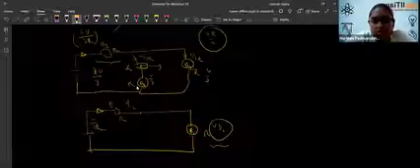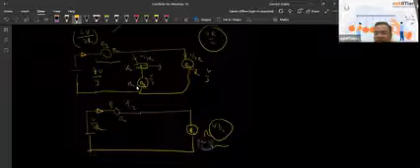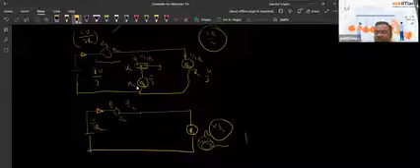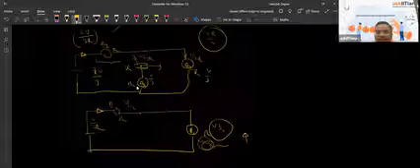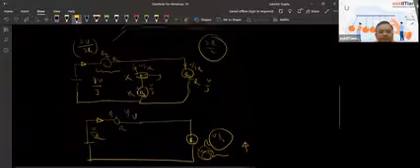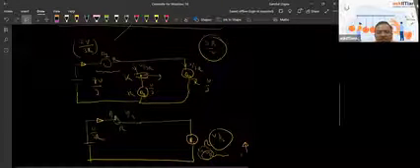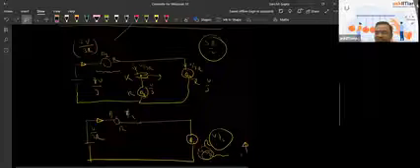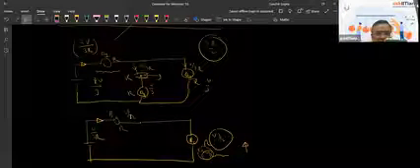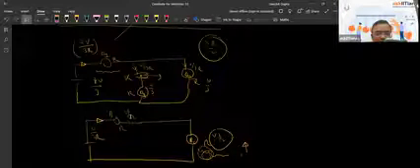Okay, so B2 brightness will become more, and B1 brightness will decrease because here the voltage is now V by 2. Got it? Yes, sir. Okay. Equivalent resistance between points A and B.